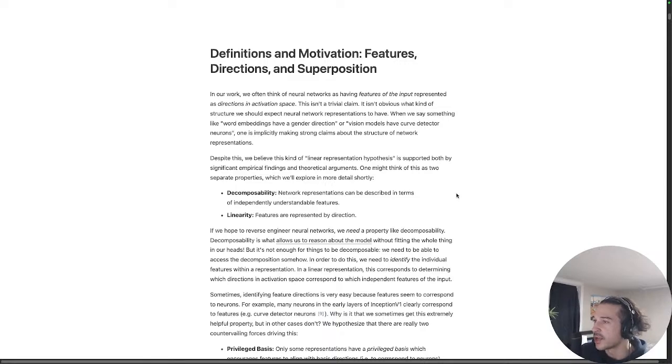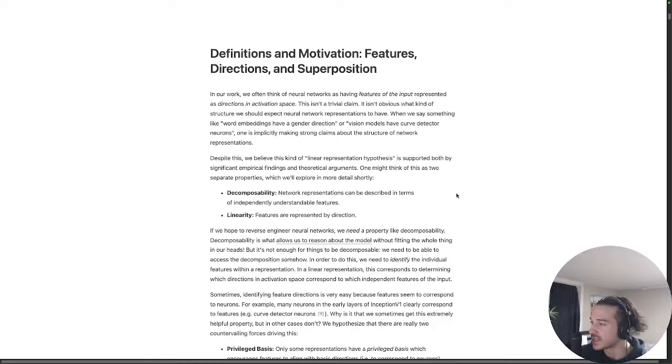Definitions and motivation: features, directions, and superposition. In our work, we often think of neural networks as having features of the input represented as directions in activation space. This isn't a trivial claim. It isn't obvious what kind of structure we should expect neural network representations to have. When we say something like word embeddings have a gender direction, or vision models have curve detector neurons, one is implicitly making strong claims about the structure of network representations. Despite this, we believe this kind of linear representation hypothesis is supported both by significant empirical findings and theoretical arguments.